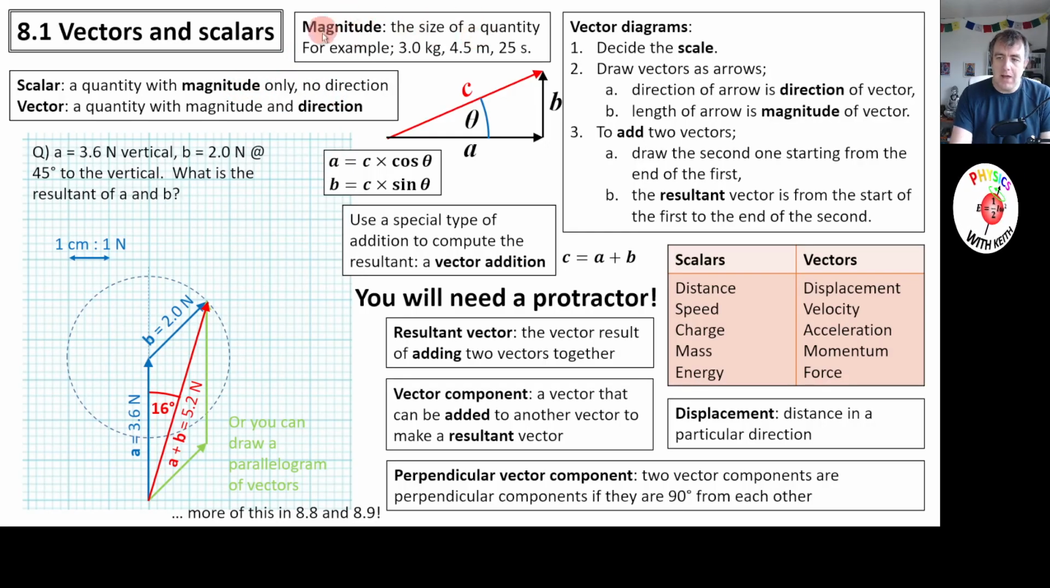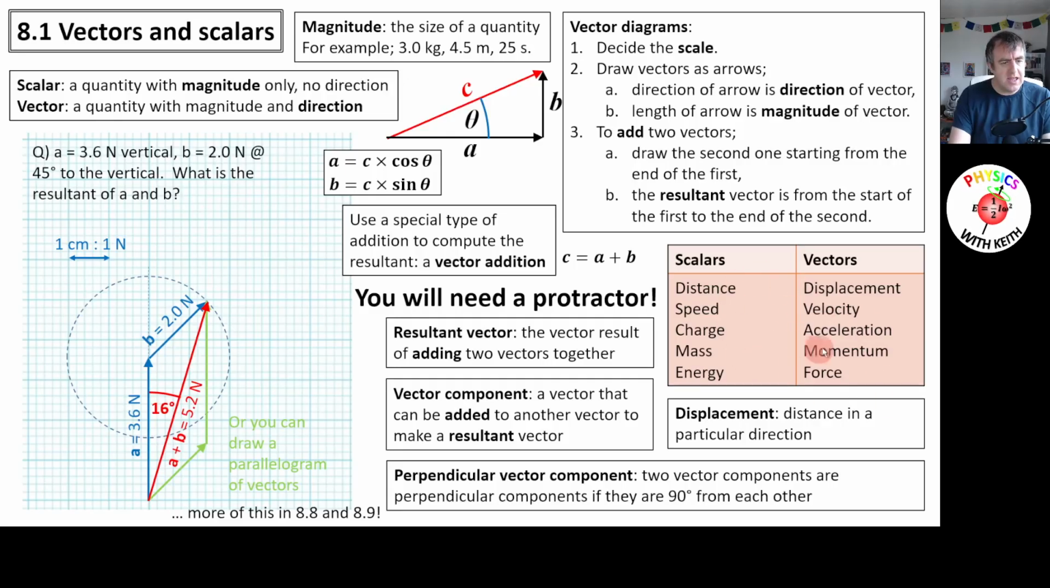So some examples of magnitudes are up here. A magnitude of a mass might be 3 kilograms, a magnitude of a distance might be 4.5 meters, a magnitude of a duration might be 25 seconds. So it gives you some indication of the size of the thing, the quantity. What we mean by quantity is something we can measure, a variable we can measure. So some quantities have a direction associated with them and some don't.